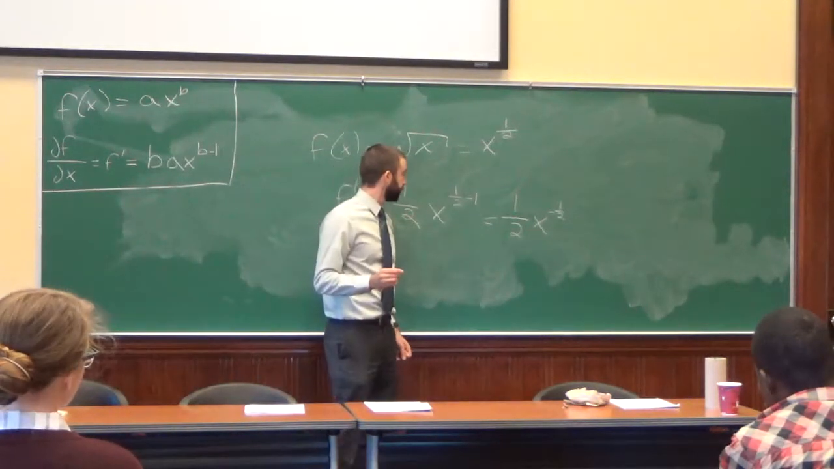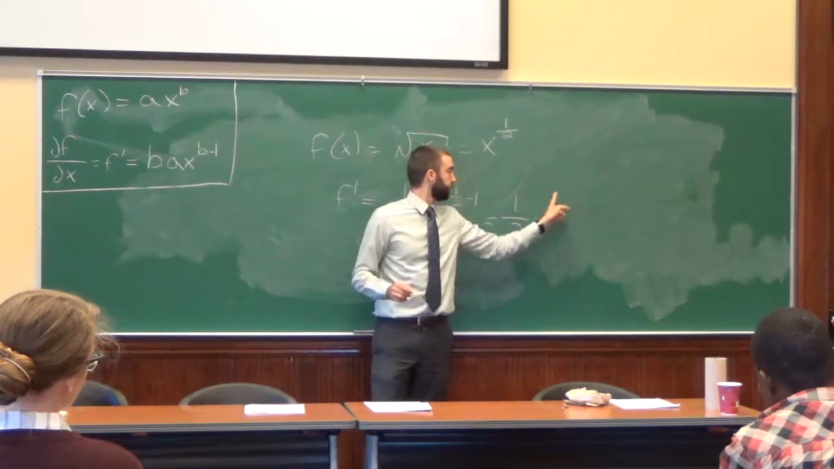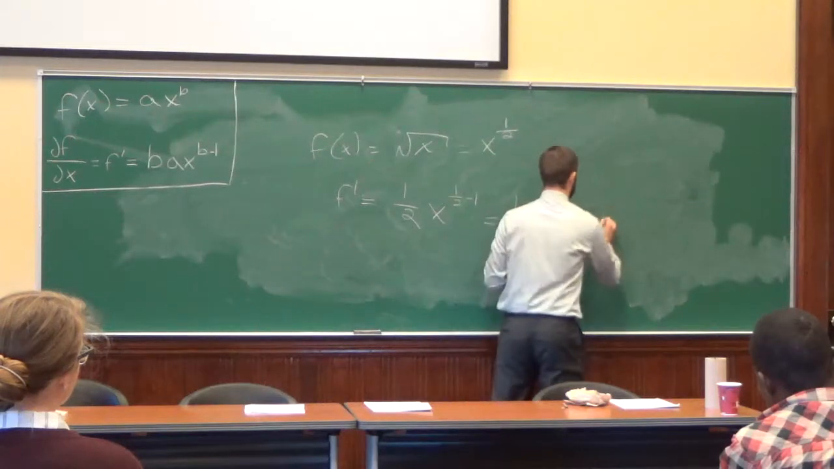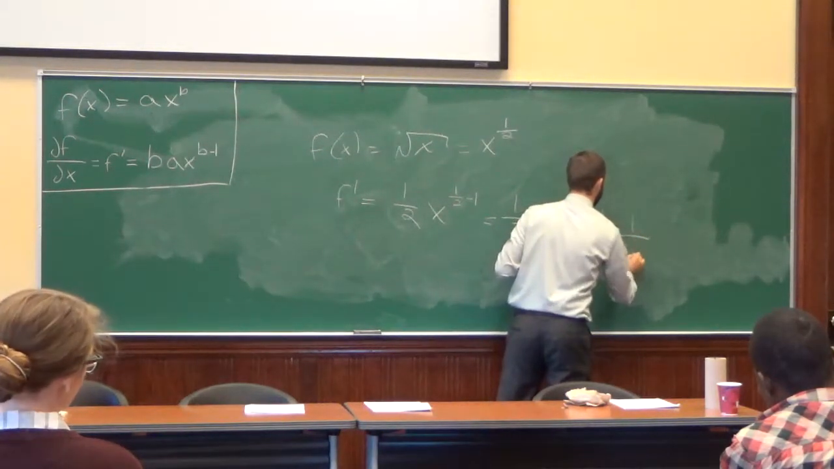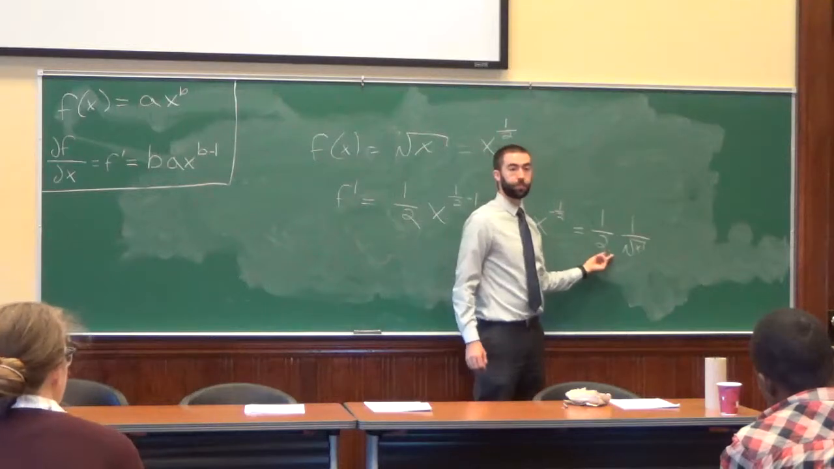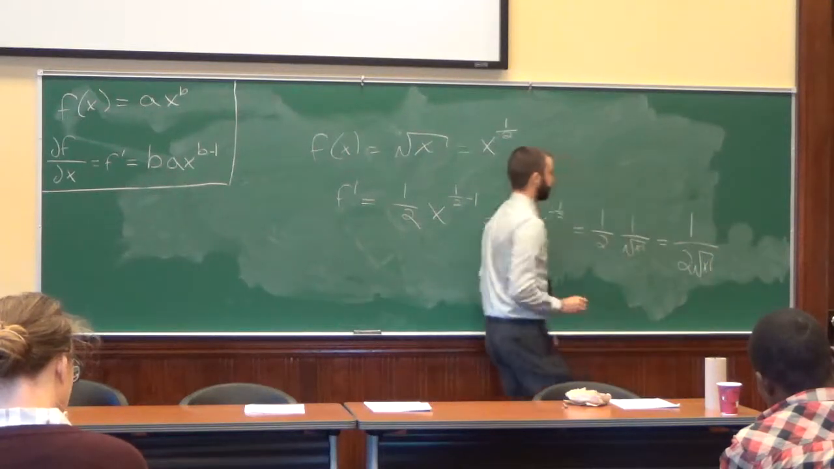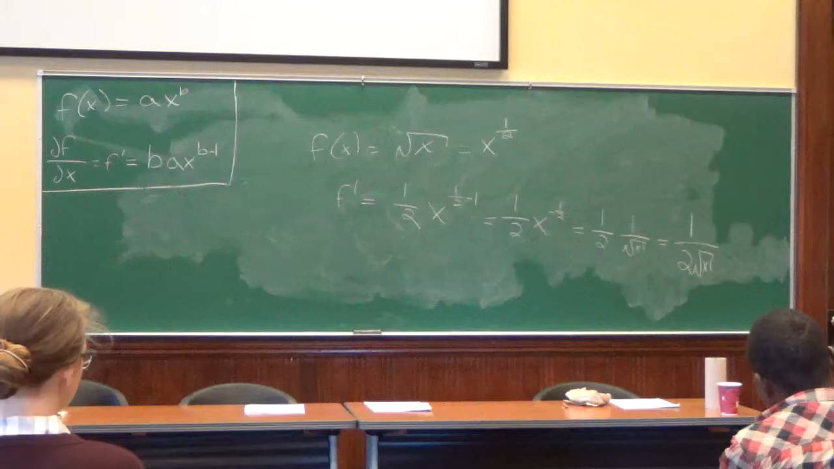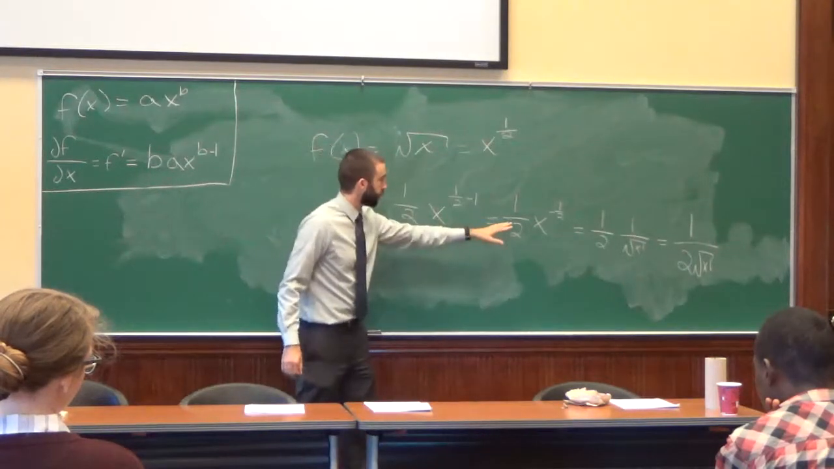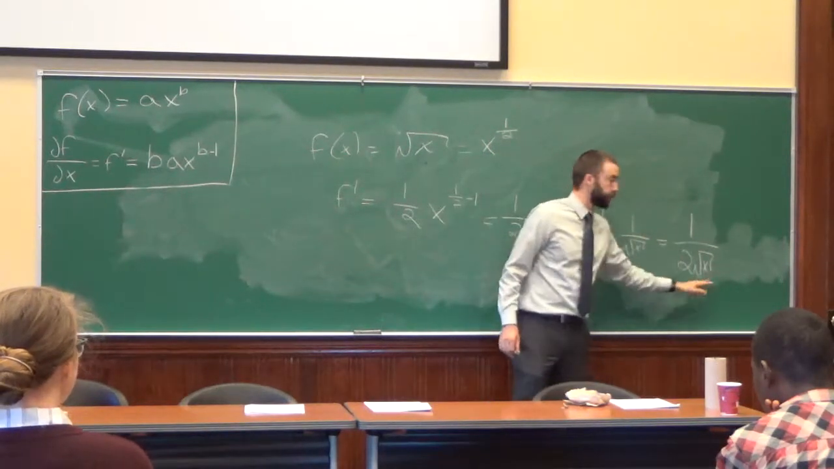Excellent. Now what else can we do to this? What is this equal to? One over the square root of x. All right, so we've got 1/2 times 1 over the square root of x. What is that equal to? Excellent. 1 over 2 times the square root of x. So we did a lot of algebra there. We kind of have to know what the square root is and how the algebra works and how the derivative works. But the derivative of the square root of x is 1 over 2 times the square root of x.